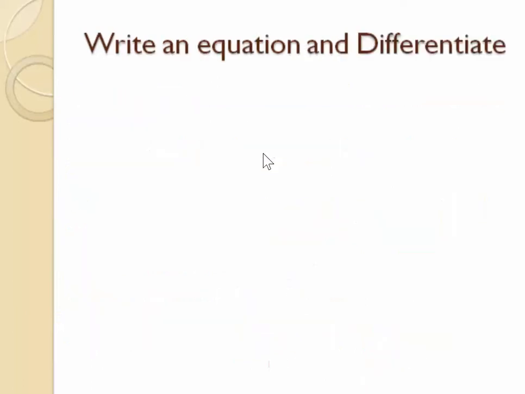We need to write an equation and differentiate. Since this is a Pythagorean problem, we're going to start off with the Pythagorean theorem. So x squared plus y squared equals s squared. We actually evaluated this out at first using numbers, but remember, we're looking for a rate of change, so we have to differentiate before we evaluate or substitute anything else in.